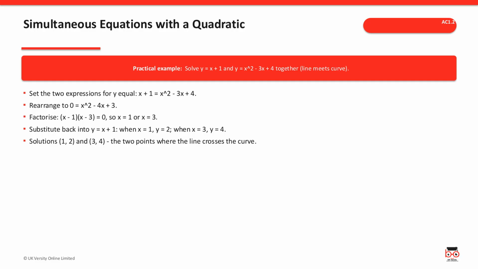Here's a classic where a straight line meets a curve, rather like a supply line crossing a demand curve to settle on a price. We're solving y equals x plus 1 together with y equals x squared minus 3x plus 4. Setting the 2 right-hand sides equal gives x plus 1 equals x squared minus 3x plus 4, which rearranges to 0 equals x squared minus 4x plus 3. That factorizes to x minus 1 times x minus 3, so x is 1 or 3, and substituting back gives the 2 crossing points, 1, 2, and 3, 4.